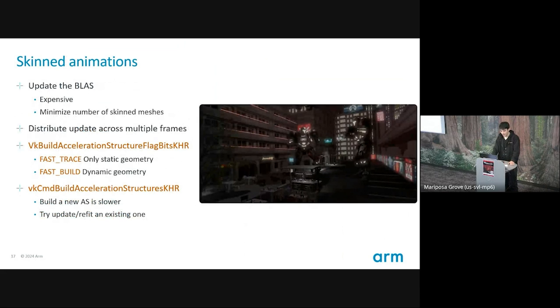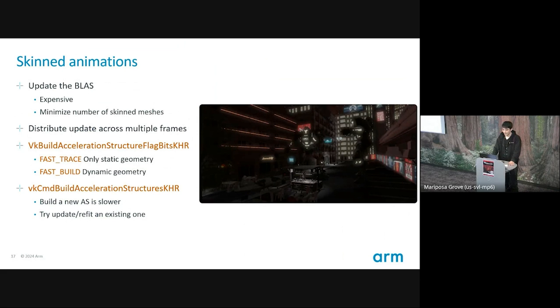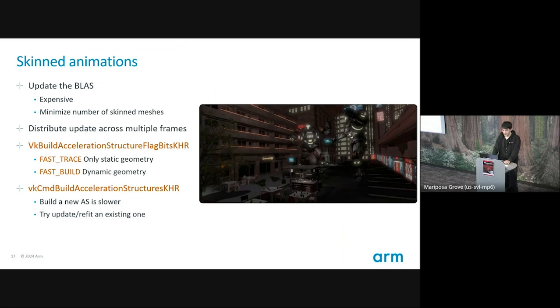Finally, this year we also added skin animations to our demo. Skin animations require updating the bottom level acceleration structure. This is really expensive, so we recommend trying to minimize the number of skinned meshes in your scene. We also recommend trying to distribute the update of the bottom level acceleration structures across multiple frames. You don't need to update all the bottom level acceleration structures every frame. You can have some kind of heuristic. Also, for bottom level acceleration structures that are really far from the camera, you can implement some heuristic to not update them or reduce the update. This is very tricky since reflections and shadows will interact with objects that are no longer updated in the frame.